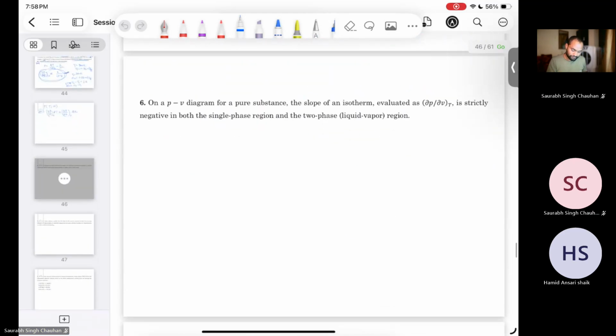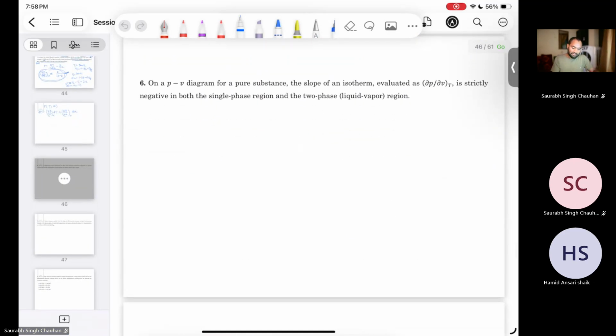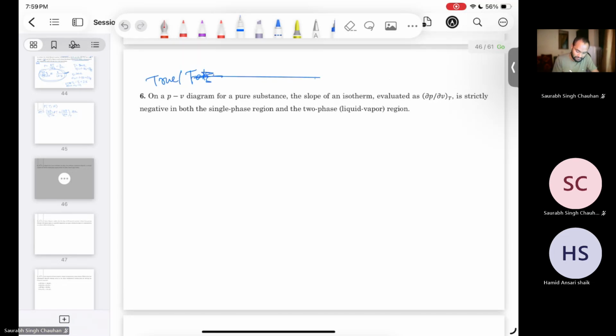Now coming to the next question. It is saying that on a PV diagram for a pure substance, the slope of an isotherm evaluated as dP by dV at constant temperature is strictly negative in both the single phase region and the two phase liquid region. True or false? I think it is false.